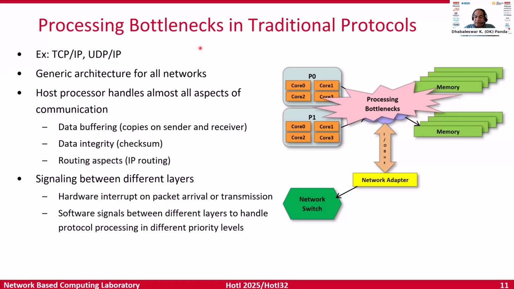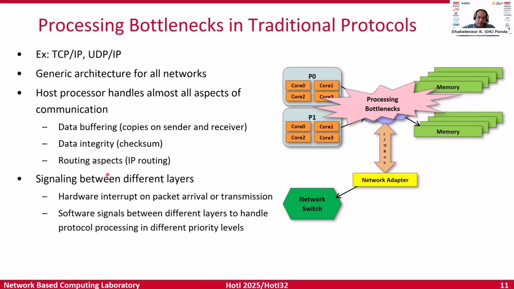So first is the processing bottleneck. If you go back in the history of computer networking, we have broadly two kinds of protocol: TCP/IP and UDP/IP. If I want to send some data from one node to the other node, there has to be a protocol which takes it from the memory of this node and sends it to the other one, and it has to do some kind of processing. In traditional TCP/IP, if you are familiar, you would have taken some computer networking classes, this is typically handled by the driver, and most of the time, Linux or Windows, you name it, it goes through the operating system. You have to take care of data buffering, copies on the sender, copies on the receiver, data integrity, routing, and the standard ISO layers.